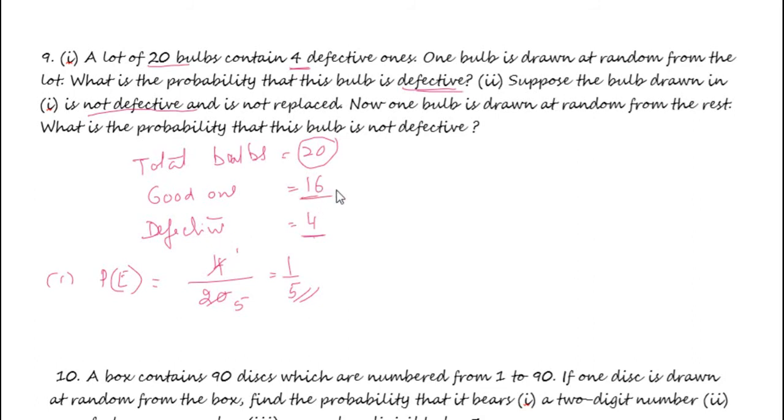So initially there were 16 good bulbs. Now there are 15 good bulbs, that is 16 minus 1. We took one good one and we didn't put it back. But defective are still 4 because we have not touched that. So we have now 15 good bulbs and 4 defective bulbs. So total you have 19 bulbs.